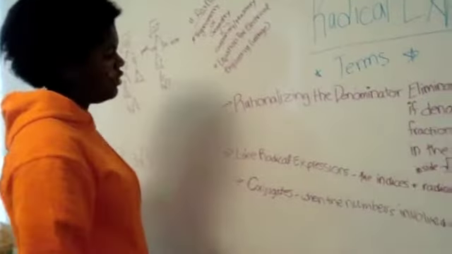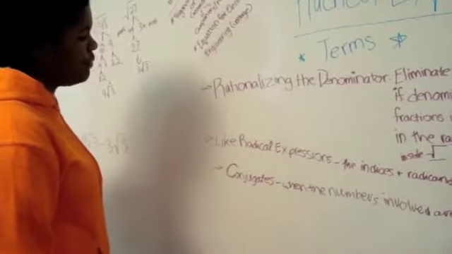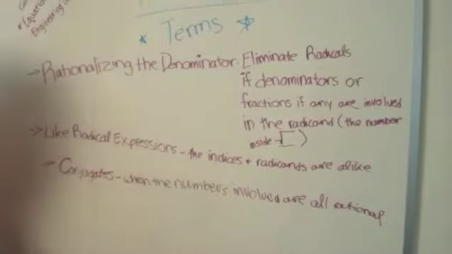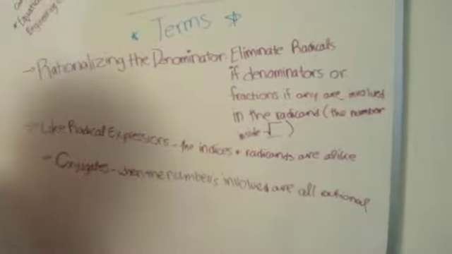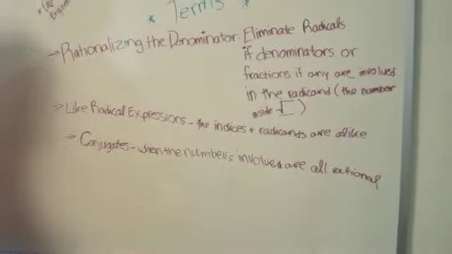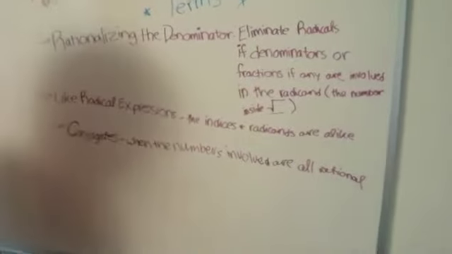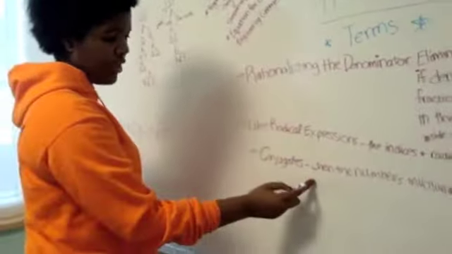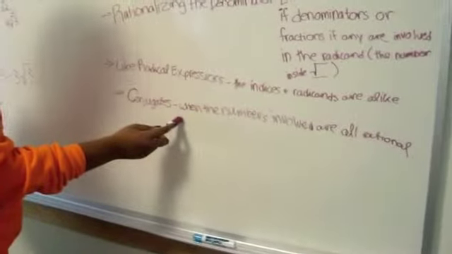Before we go into the intense stuff, here are some terms you should familiarize yourself with. Rationalizing the denominator is when you eliminate radicals if the denominators or fractions are involved in the radicand. That's the number inside the square root box. Like radical expressions are just when the radicand and the index are all alike. And with conjugates, that's when the numbers involved are all rational.